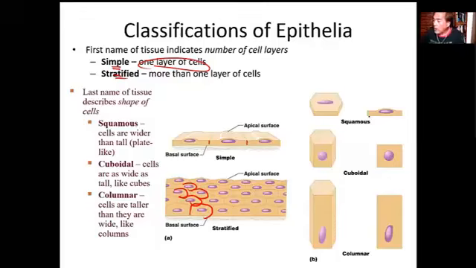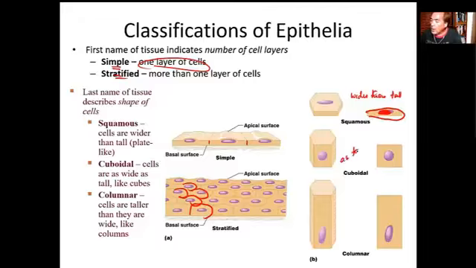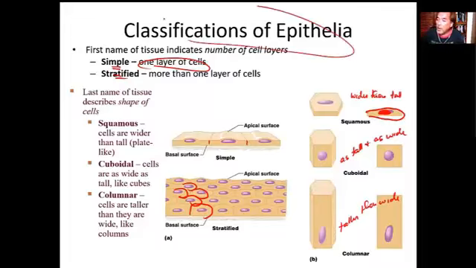Based on the shape, the flattened cell, the reason why I can see it's flat is because of the flattened nuclei. See that nuclei there? It's flat. If it's flat, we call it squamous. The description of squamous is wider than tall. The description of cuboidal is as tall as it is wide. And then columnar is taller than wide. Now I can classify the epithelium based on layers and shape. Simple squamous, simple cuboidal, simple columnar. Stratified squamous, stratified cuboidal, and stratified columnar.